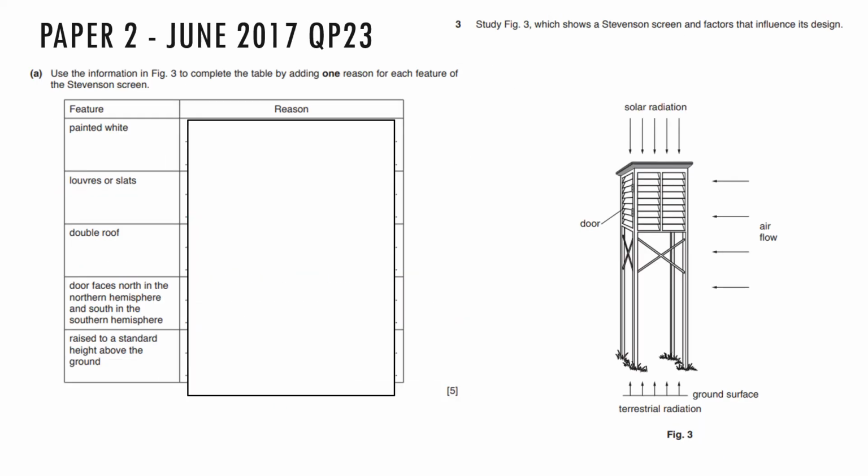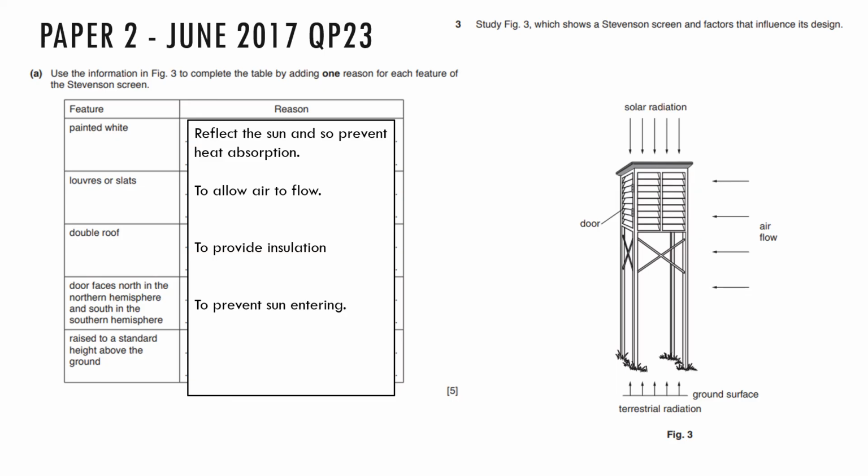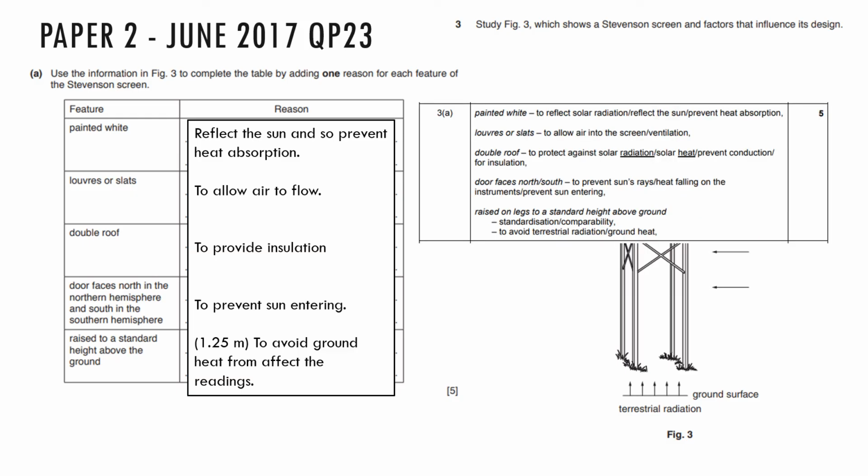So here, using the information in figure 3, complete the table, adding 1 reason for each feature of the Stevenson screen. You've got the various features on the left. So, painted white. This is to reflect the sun and so prevent heat absorption. The slats allow air to flow. The double roof provides insulation. It prevents the sun from entering, and to avoid ground heat from affecting the readings. Look at the mark scheme again.